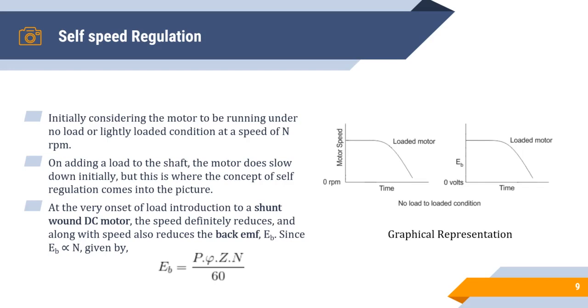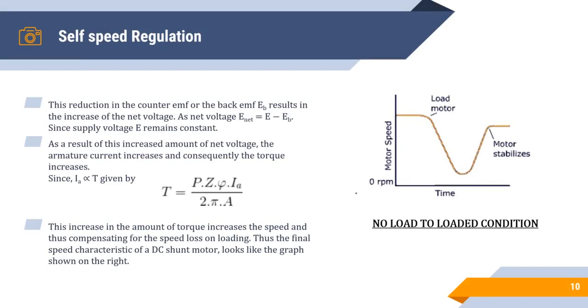Since EB is directly proportional to N, given by EB equals P phi Z N divided by 60, this reduction in the counter EMF, or back EMF EB, results in the increase of the net voltage, as E net equals E minus EB, since supply voltage E remains constant. As a result of this increased net voltage, the armature current increases and consequently the torque increases.